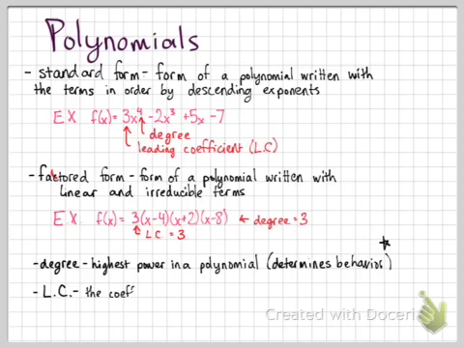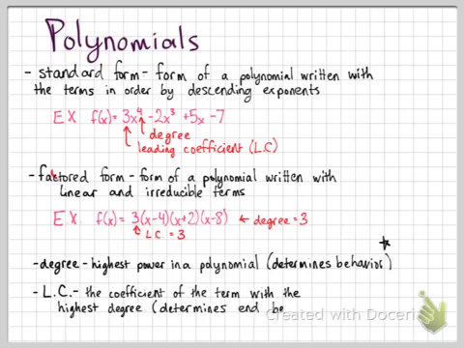Now, the leading coefficient is the coefficient of the term that has the highest degree. It's not the biggest number, it's that number you see out front of the variable that has the highest degree. And the leading coefficient, be it positive or negative, is going to determine end behavior of the polynomial. So what the polynomial ultimately does as it shoots off to positive or negative infinity.